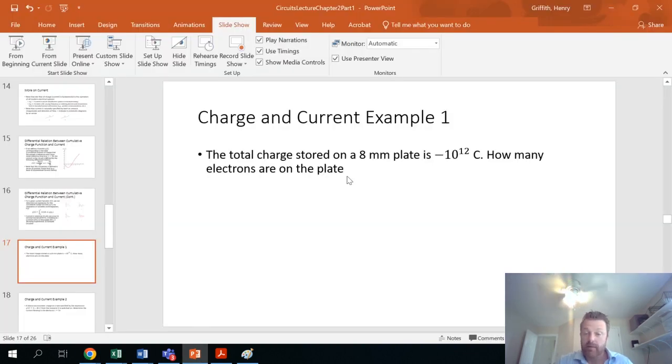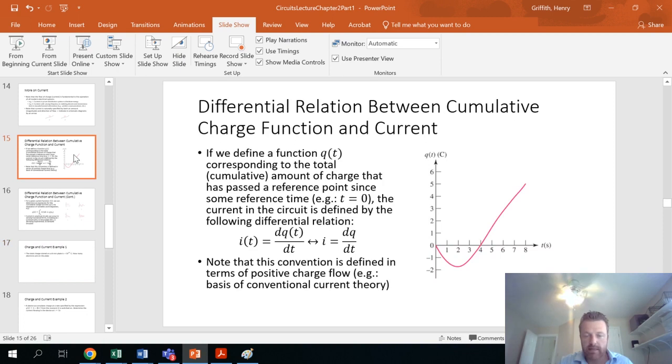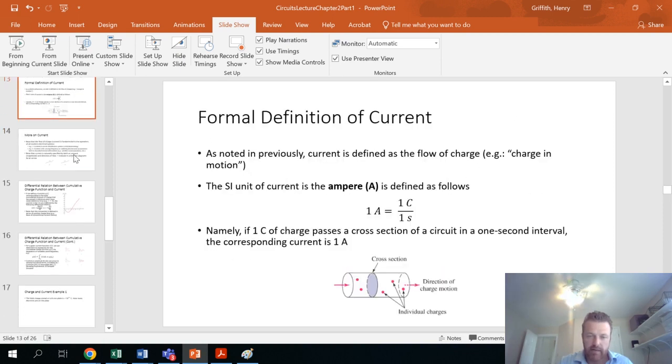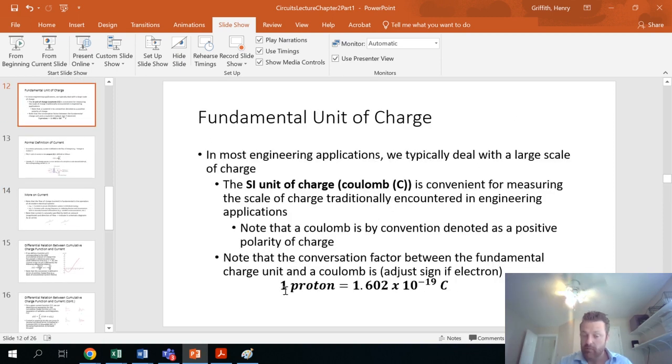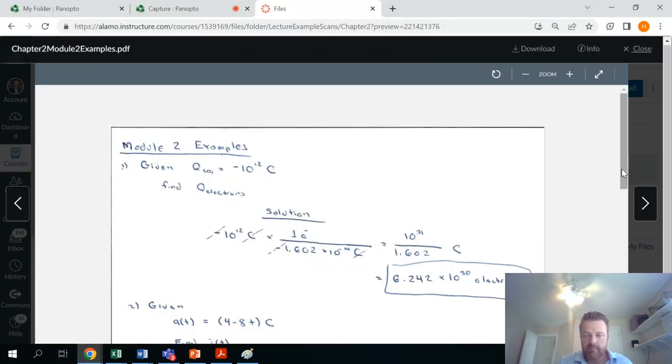Basically, all we're doing is a little bit of a unit conversion here, right? We have a quantity of charge measured in coulombs. We want to convert it to electrons. So we're going to need our actual conversion factor here. And that conversion factor is 1 proton or electron being equal to 1.602 times 10 to the negative 19th coulomb. Since we're dealing with electrons, we're going to have to add a negative sign out in front here, as you can see I've done in my conversion.